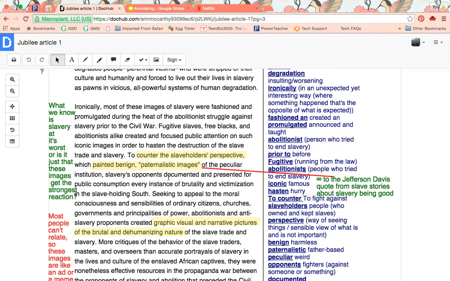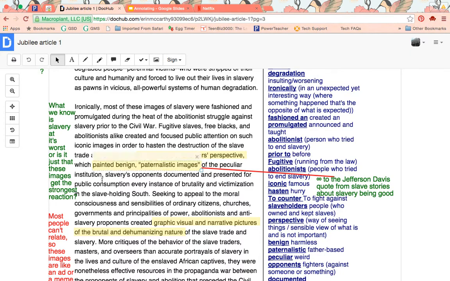Or is it just that these images get the strongest reaction? So what they're saying is the images that we see were picked to be very powerful and picked to make people feel bad. So photographs of escaped slaves with scars from whips. That was meant to get a reaction from people and make them feel like maybe slavery should be over. Does that mean that wasn't a real photograph? No, absolutely not. That was accurate, but it doesn't show 100% of the picture.